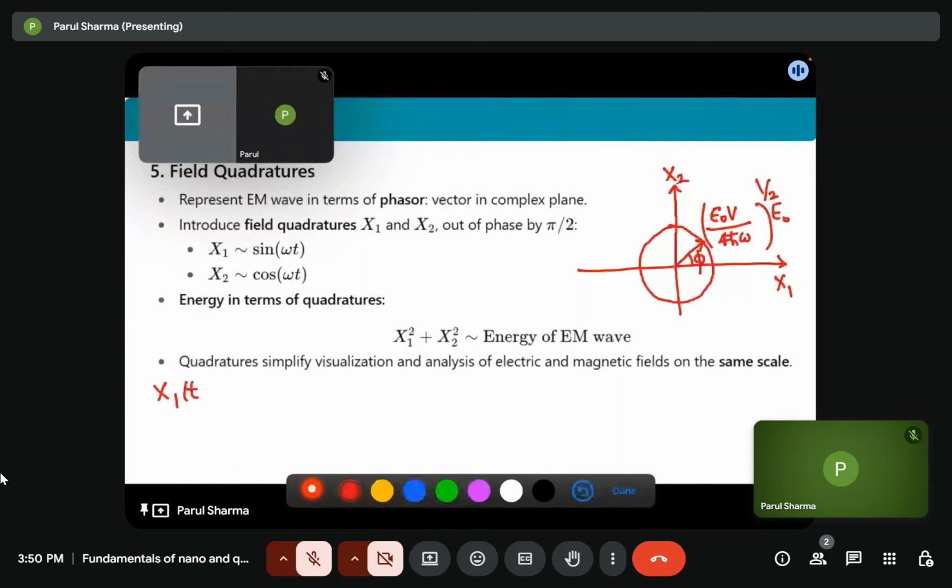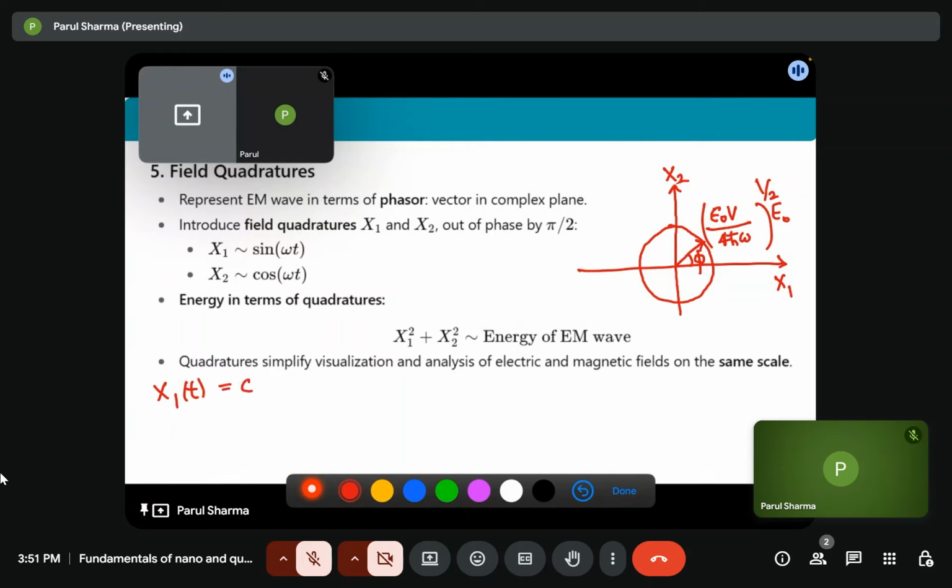What are these quadratures? Quadratures are essentially components separated by a phase of pi by 2. These are called quadratures, and they will simplify visualization and analysis of the electric and magnetic field on the same scale.